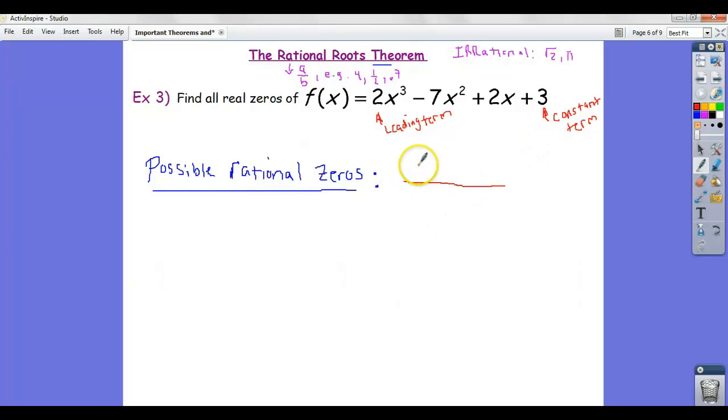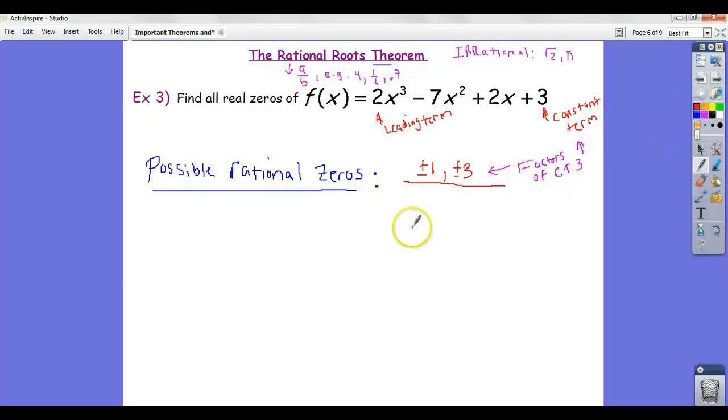Well, 1 is a factor, and so is -1. So I'm going to put a plus or minus 1 here. That's just short notation for 1 and -1. There's 2 numbers there. And then other factors of 3 are plus or minus 3, positive 3 and negative 3. Okay, these are the factors of our constant term 3.